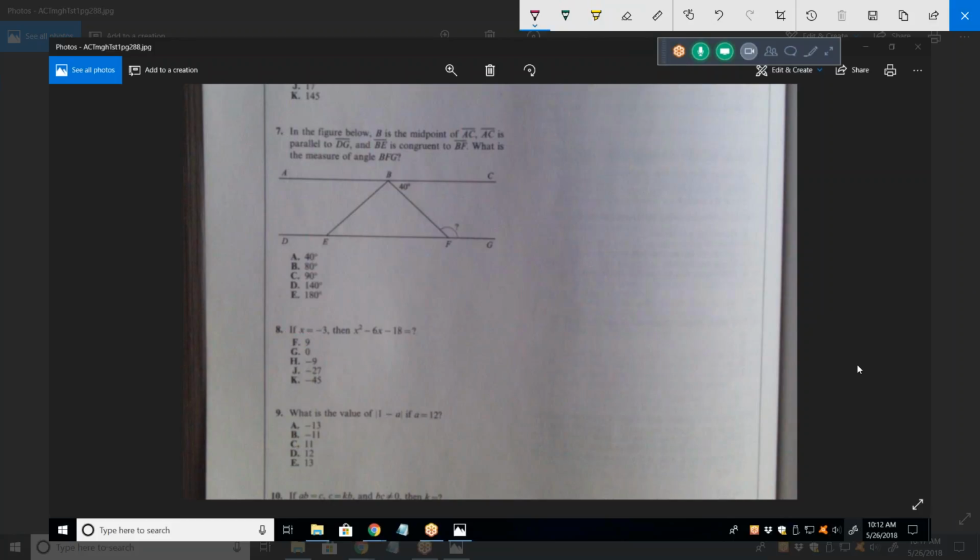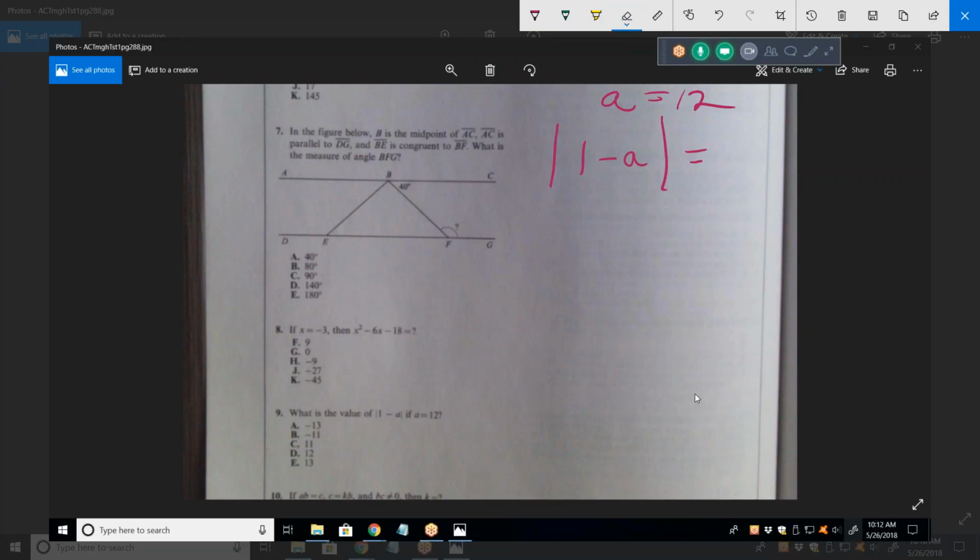This is an absolute value. They're saying what is the value of 1 minus a? How dare they use 1 in the same problem with an absolute value sign. When a is equal to 12, it's the absolute value of that. -11. Okay.